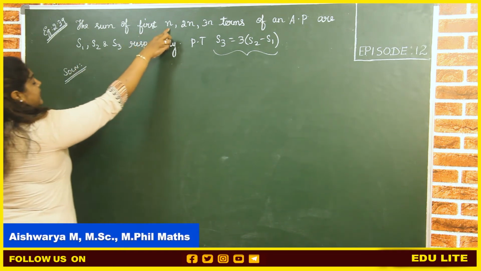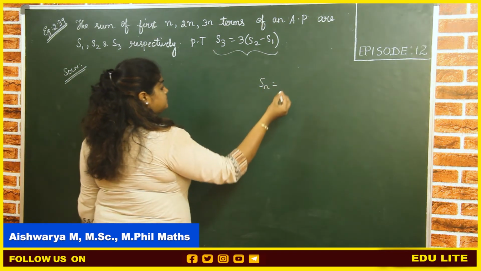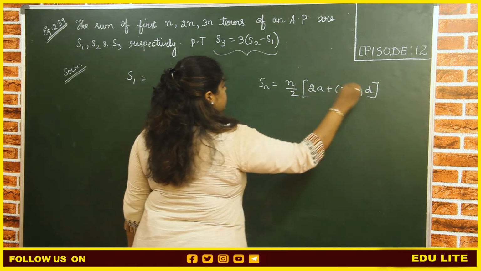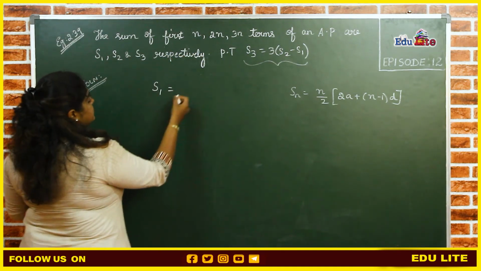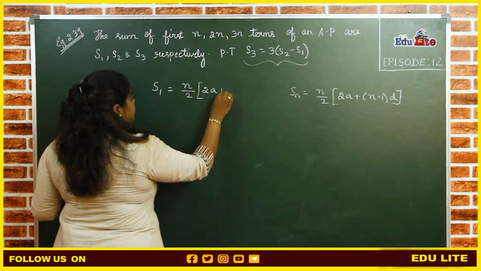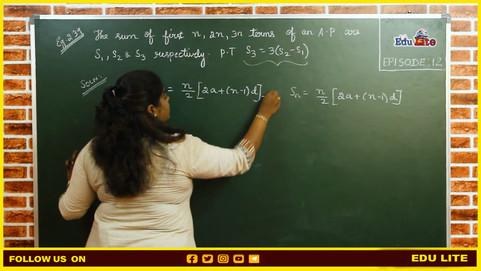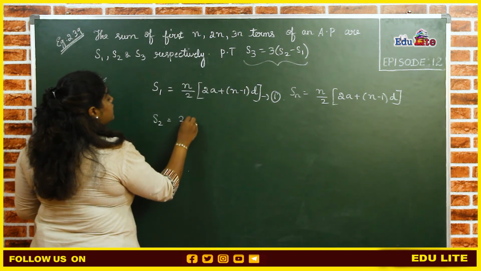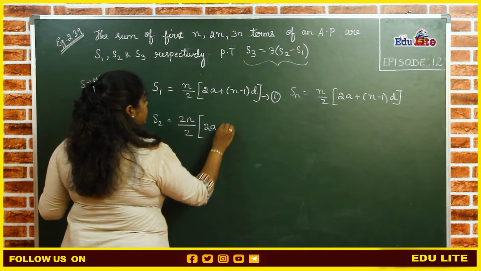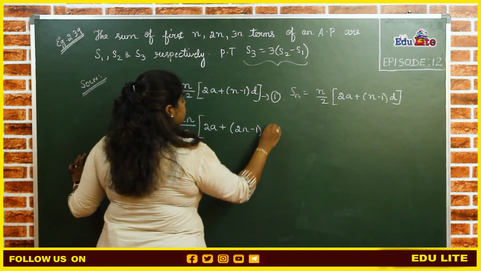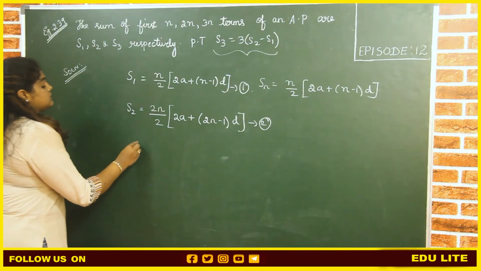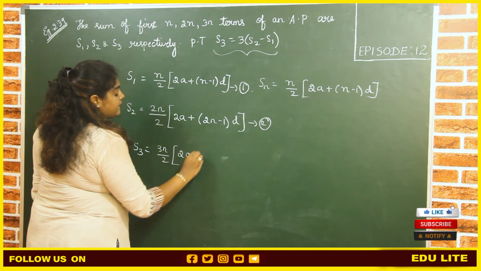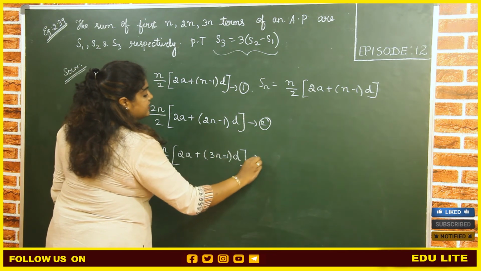So, S1 is first n terms, and the formula of Sn is equal to n by 2, 2a plus n minus 1 into d. For first n terms it is S1, therefore S1 is equal to n by 2, 2a plus n minus 1 into d. This I will consider as equation 1. If it is S2, then it is the sum of 2n terms. Therefore, S2 is equal to 2n by 2, 2a plus 2n minus 1 into d. This we will consider as equation 2. Similarly, S3 is the first 3n terms, so we can write it as 3n by 2 into 2a plus 3n minus 1 into d. This we will consider as equation 3.